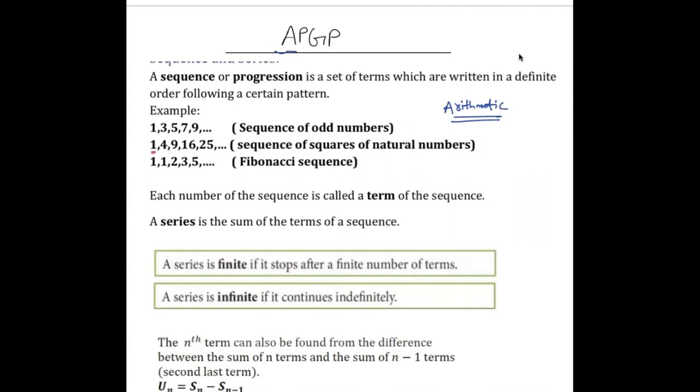Consider the sequence 1, 4, 9, 16, 25. So it's a sequence of squared numbers, so you can predict that the next square number is going to be 36.